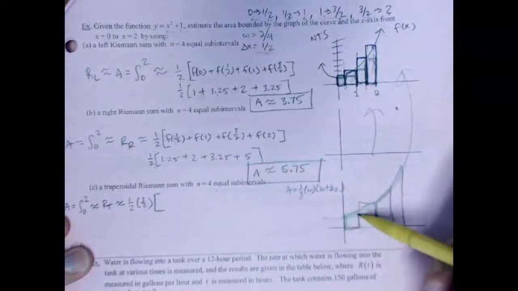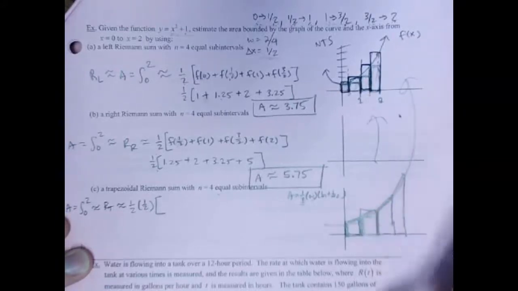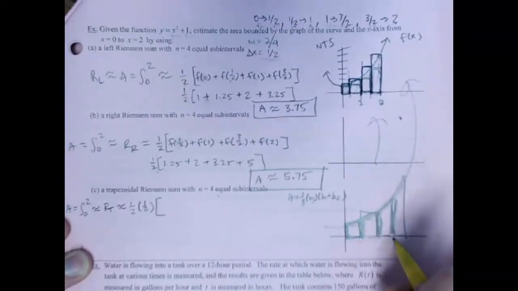You'd use this value twice, right? Because that would be the right side of the first trapezoid. Then it would be the left of the second. So this y value is going to be used twice. That one would be used twice. That one would be used twice. So three of the y values get used twice, and then that one once.